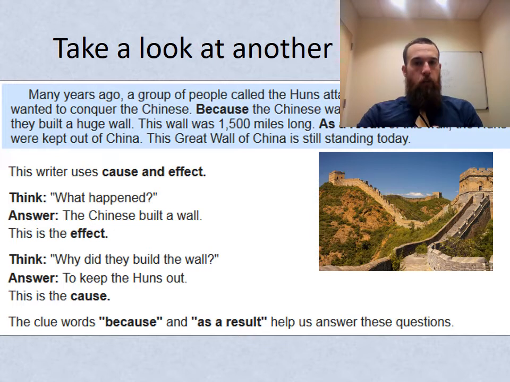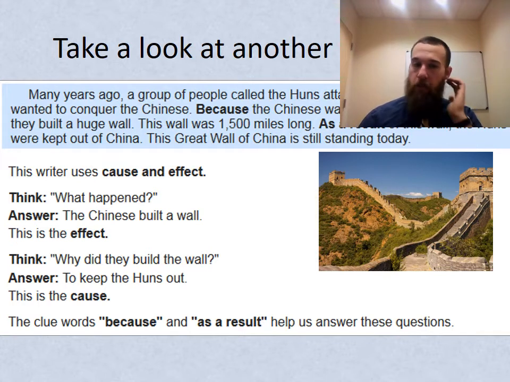So let's look at a little bit longer of an example. And in here, the key words are bolded that I'll show you that relationship. So we'll use that to look for the cause and effect. Many years ago, a group of people called the Huns attacked China. The Huns wanted to conquer the Chinese. Because the Chinese wanted to protect themselves, they built a huge wall. This wall was 1,500 miles long. As a result of this wall, the Huns were kept out of China. The Great Wall of China is still standing today.